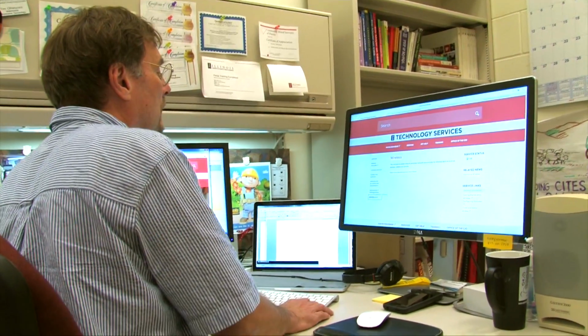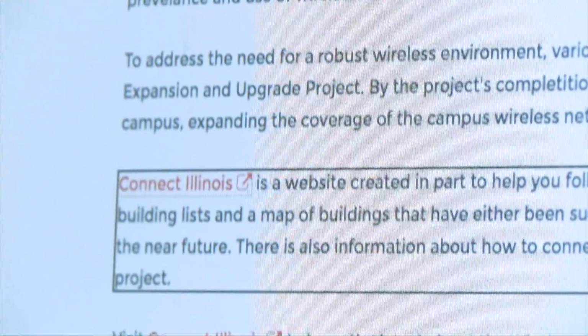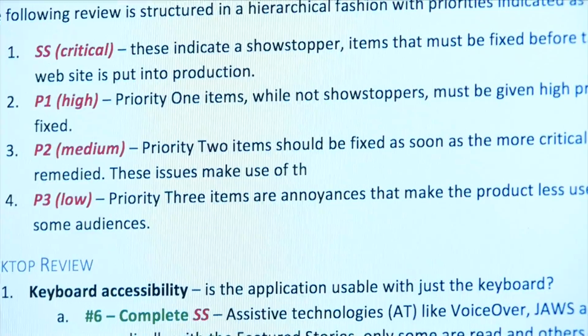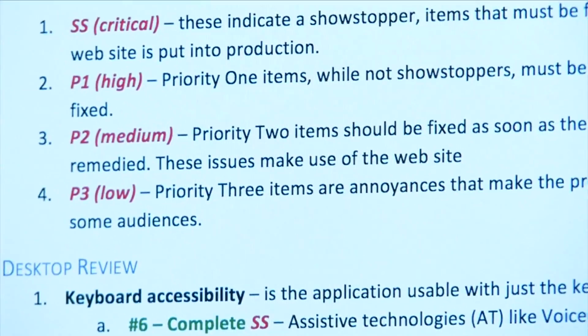The primary obstacle is people just are not aware. The course that we'll be teaching will raise that awareness. It will equip web developers and designers with the kinds of tools and understanding and techniques that they need in order to produce a much more accessible site. And oftentimes those techniques are very easy to implement and they can make a world of difference.